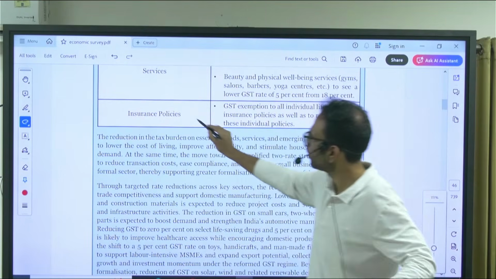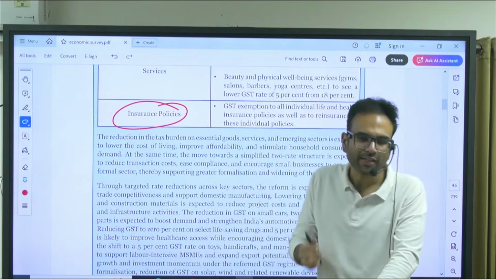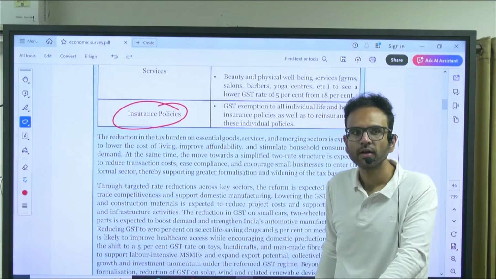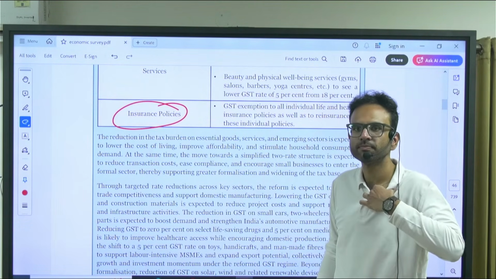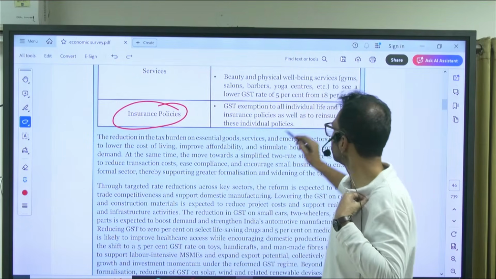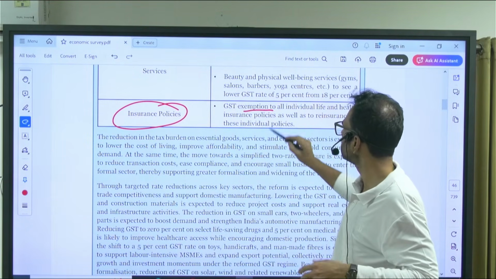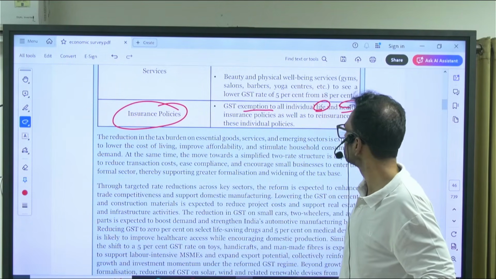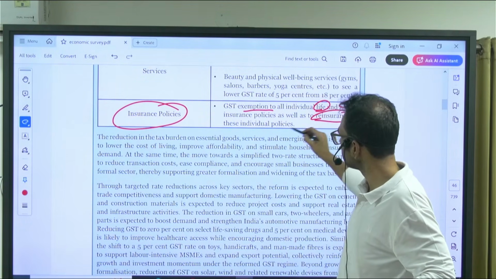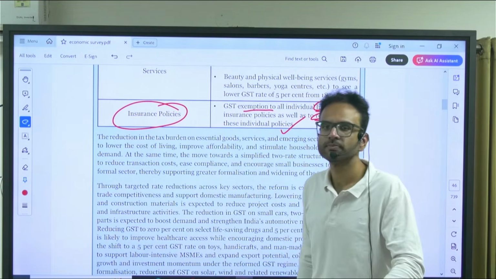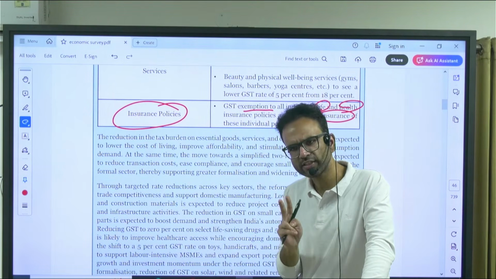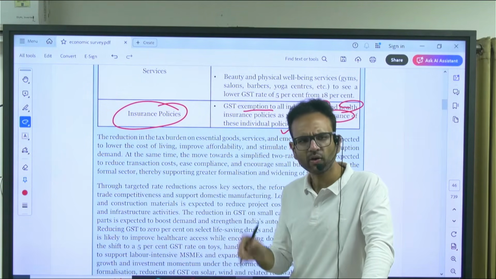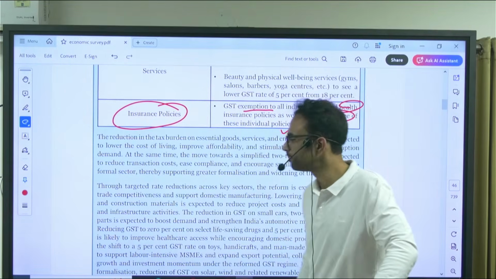This is also very important. In the context of health, insurance policies were previously charged with GST. Now that is not the case. There is a GST exemption to all individual life and health insurance policies as well as reinsurance of those individual policies. These two changes you remember. If MCQs are supposed to be designed, it will be around these two points most likely.